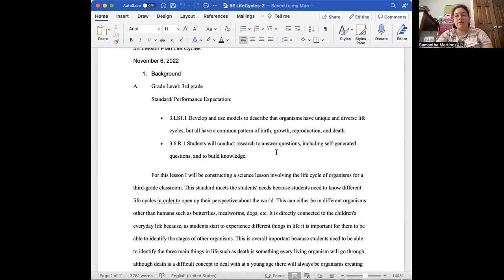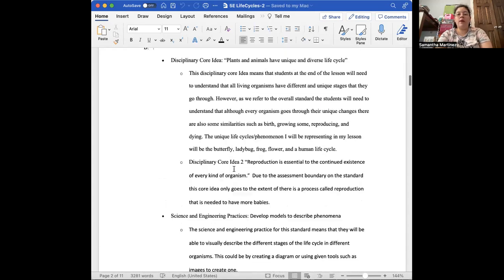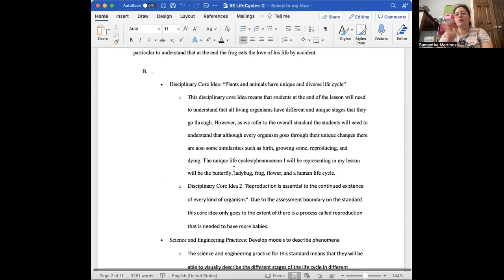There is an assessment boundary on this in particular, which would be over reproduction. And then I also added the reading standard because I want to read a book at the end. It's called The Tadpole's Promise. Definitely a good book to read. It's over the life cycle and it follows the story of a tadpole and a baby larva as they go through their individual life cycle.